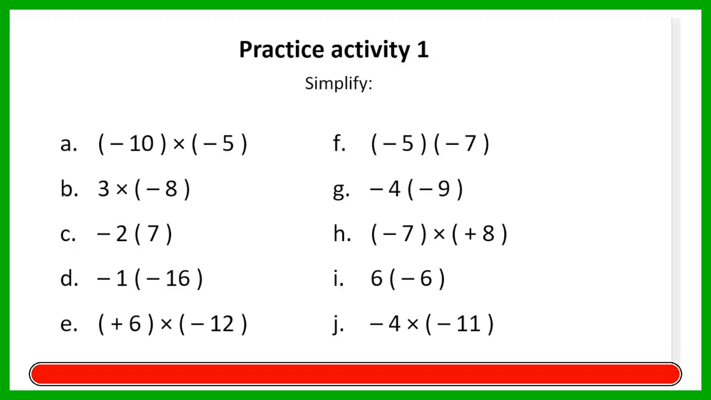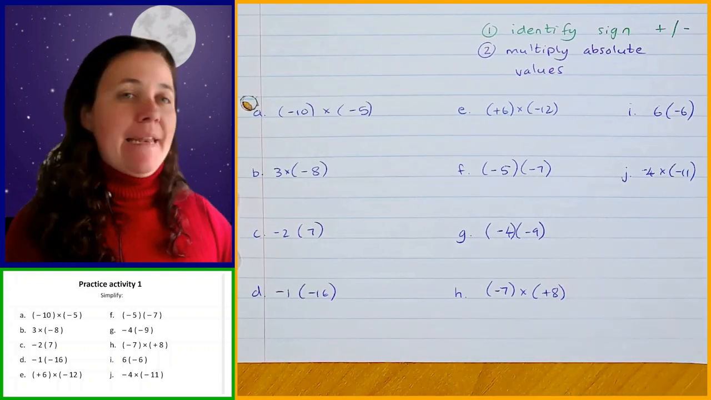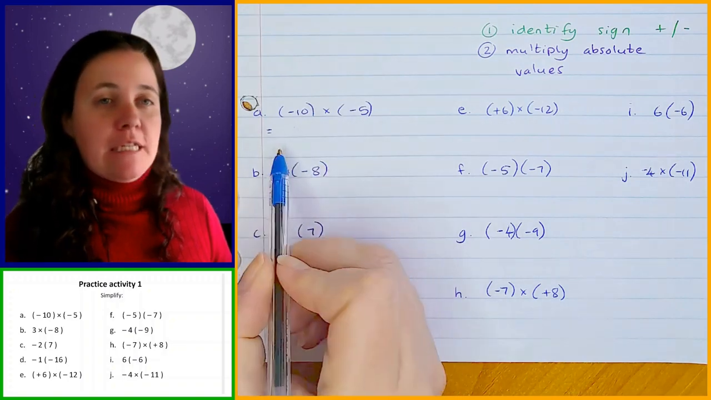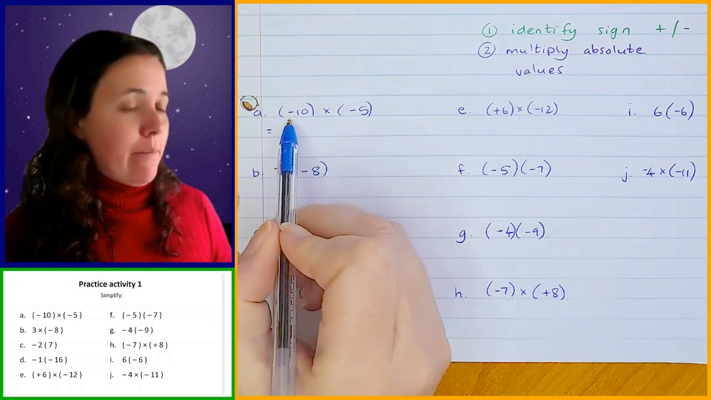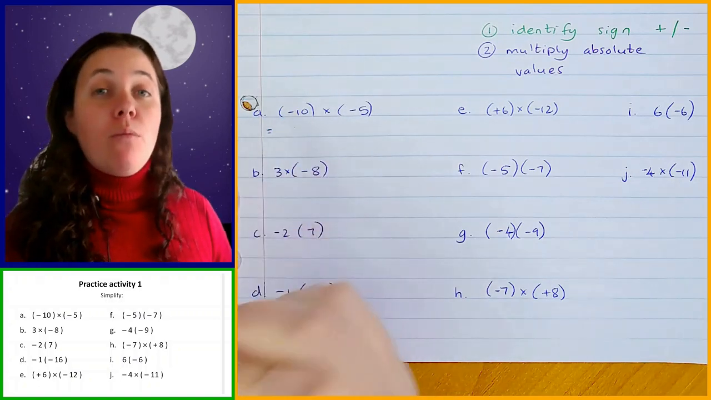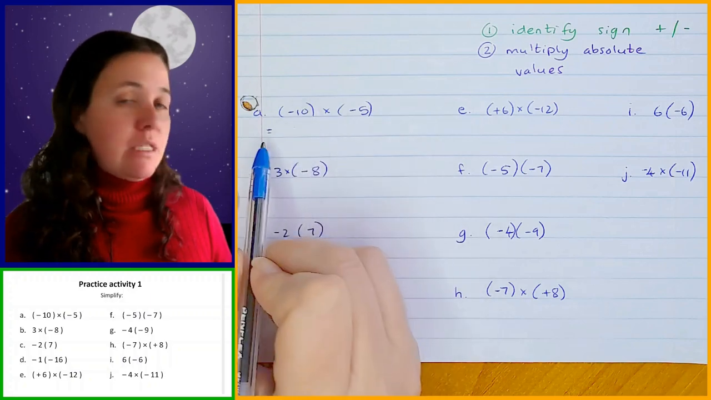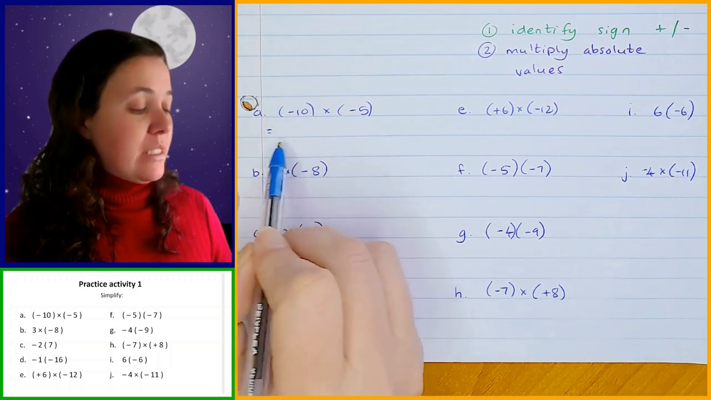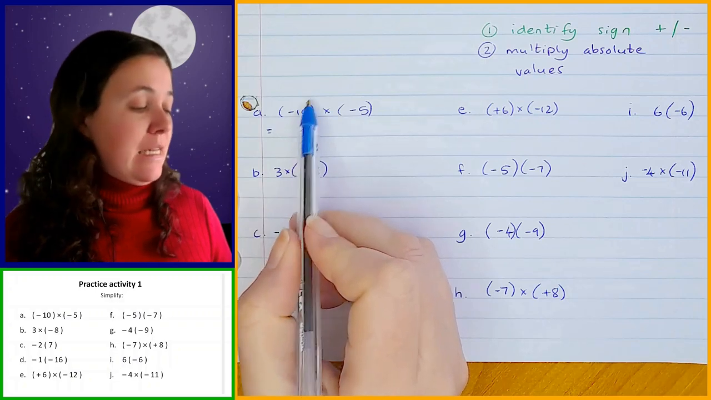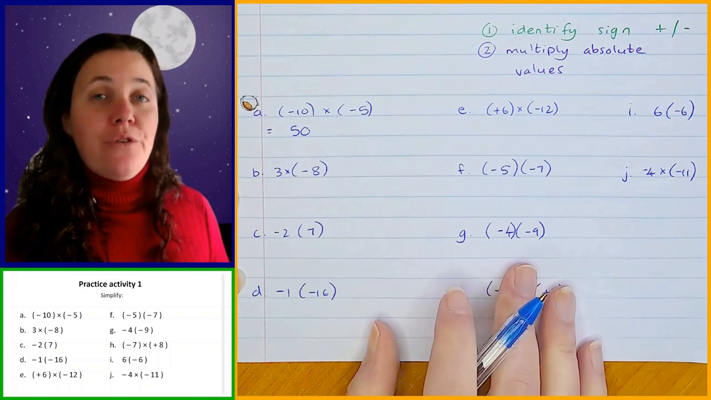Okay, you should be done with that hopefully by now. So let's go through each of those examples. So for question A, we had negative 10 times negative 5. So the first thing we're going to do is identify, is it positive or negative? If I'm multiplying a negative by a negative, that gives me a positive answer. Now when I'm writing it, I don't need to write the plus because there's nothing else in front of it. If there was something else in front of it, I would have to write the plus. But because there isn't, I don't need to write the plus. Then I go and I multiply the absolute value. So I've got 10 times 5 and that gives me 50. So my answer for that one is positive 50.